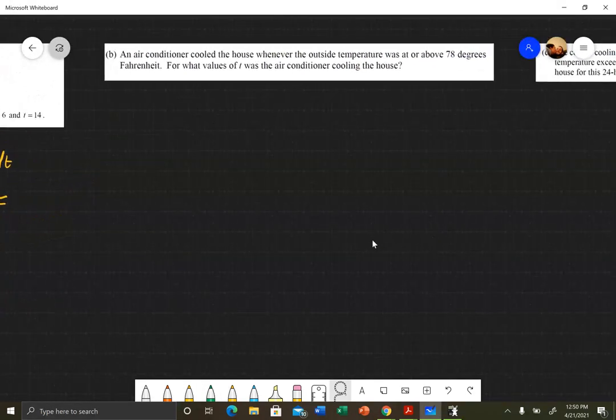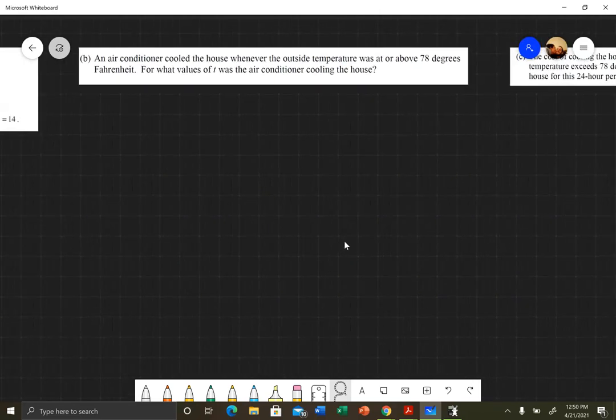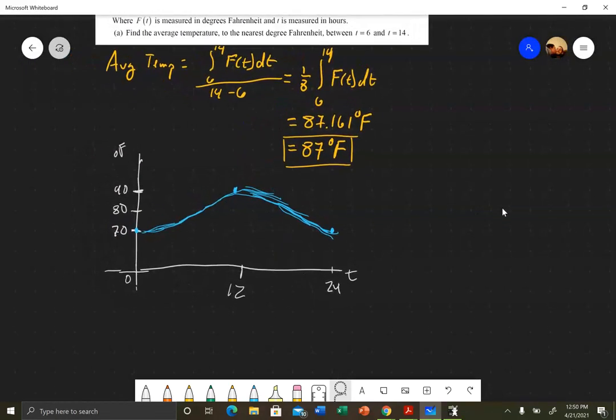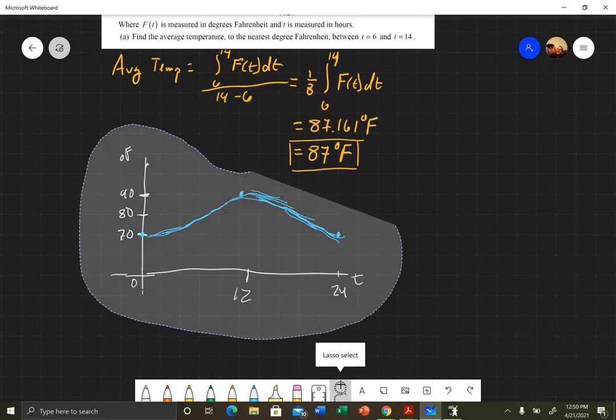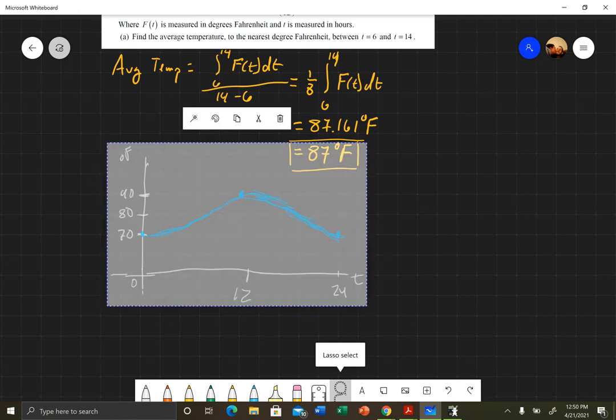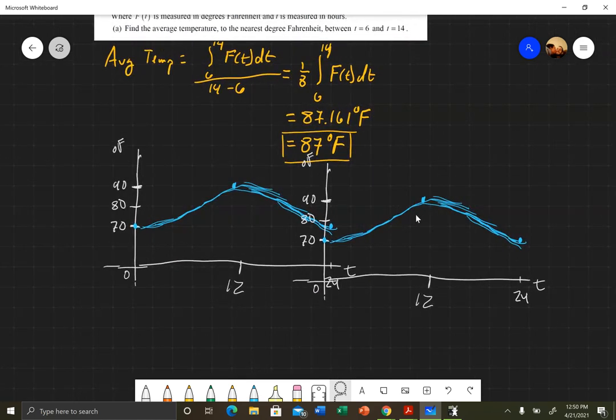Okay, so part B has us going, the air conditioner cooled the house whenever the outside temperature was at or above 78 degrees Fahrenheit. For what temperatures or what values of T was the air conditioner cooling the house? Okay, so what I want to do first is see if I can grab this little graph that we did. I'm going to see if I can copy it and paste it. Oh, there it is.